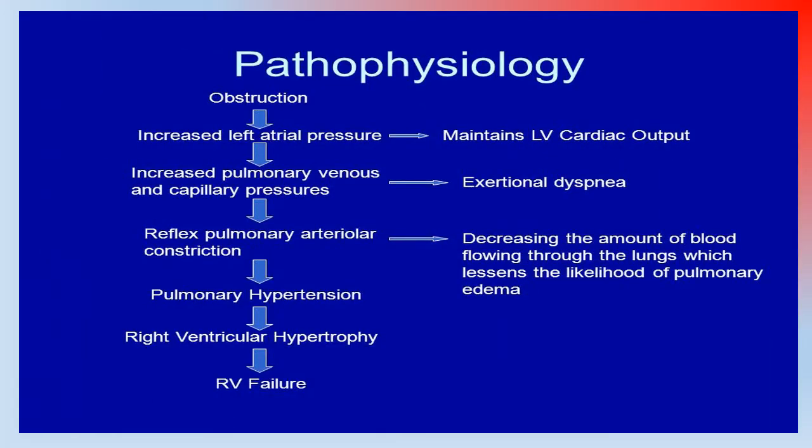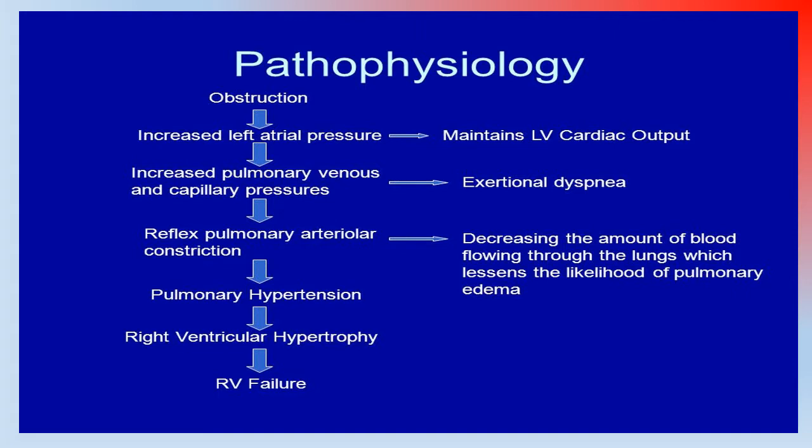Coming to the pathophysiology. Due to the narrowing of the mitral valve, the blood in the left atrium will not be pumped enough into the left ventricle. There will be an obstruction, which leads to increased left atrial pressure, as more blood backs up in the left atrium. The left atrial pressure increases mainly to maintain the left ventricular cardiac output. As a result of increased left atrial pressure, there will be an increased pulmonary venous and capillary pressure.